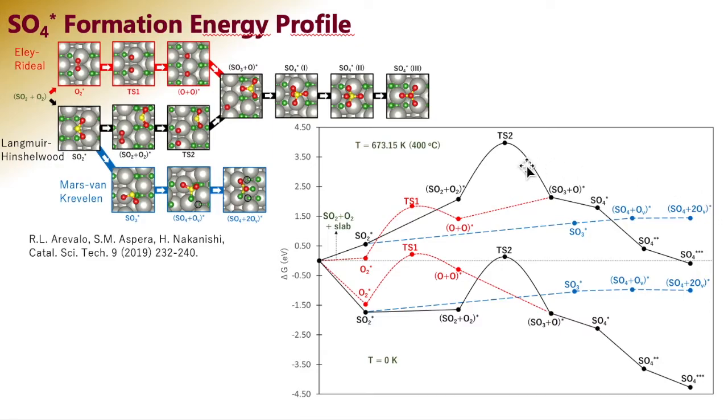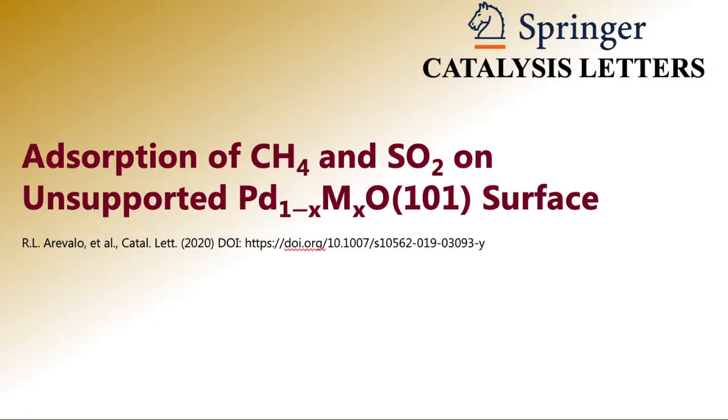In the 400 degrees Celsius case, it can be noted that the energy profile gives the same preference towards the Mars-van Krevelen mechanism. The Eley-Rideal and Langmuir-Hinshelwood paths are still limited by the earlier noted activation of the O2 molecule. Similar to the 0 Kelvin case, the formation of SO3 and SO4 on the surface proceeds downhill in energy subsequent to the activation of O2 for both the Eley-Rideal and Langmuir-Hinshelwood mechanisms.